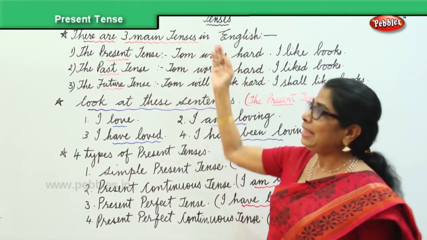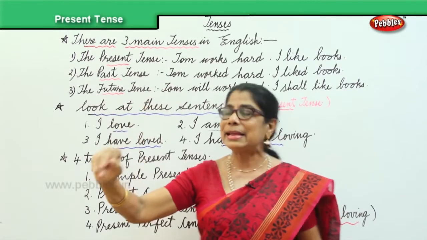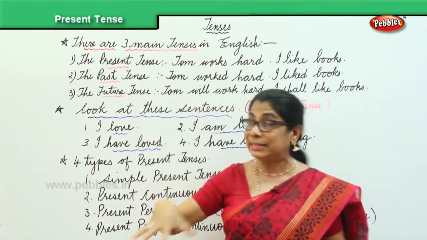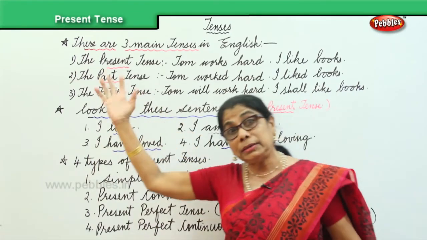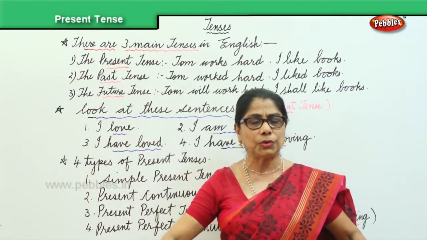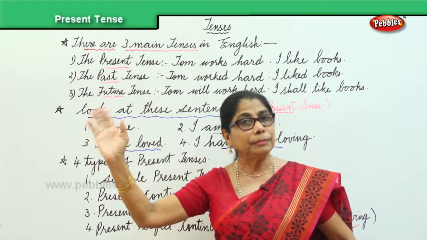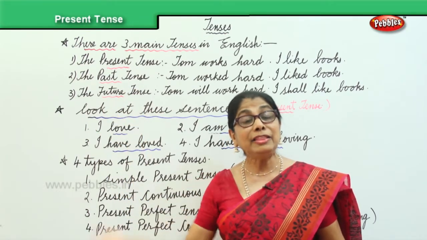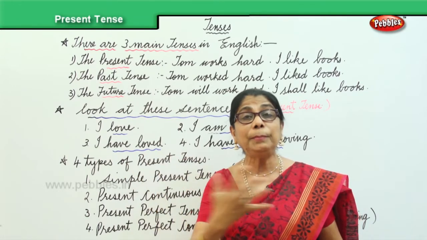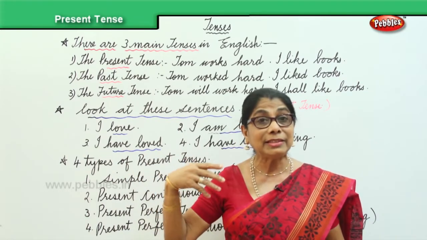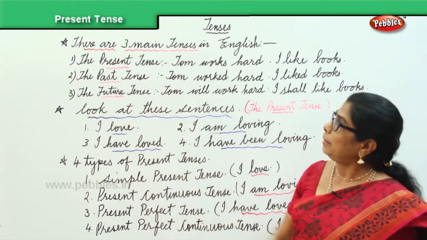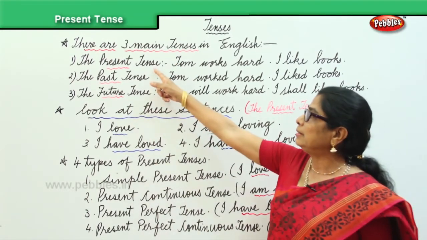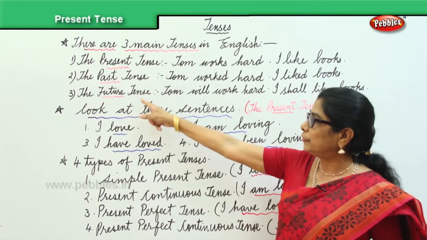What is the meaning of the tense? There are three main tenses in English grammar. That is the present, the past, and the future. Present, what's going on. Past, finished some work, some action, finished doing. And in the future, what will be done? What is the action that will go on? So the three main tenses in English grammar are present tense, past tense, future tense.